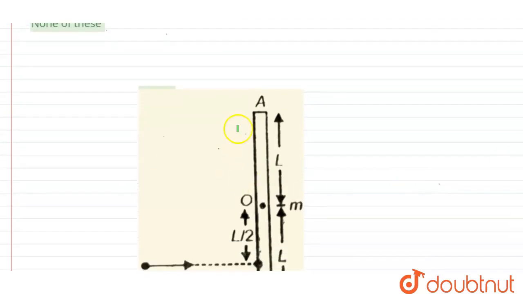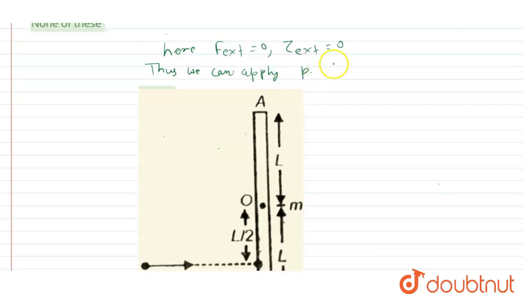So in this given problem I can write that F external equals 0 as well as torque external equals 0. Thus we can apply P, linear momentum conservation, and this is angular momentum conservation. So this is the concept I'm going to use here.